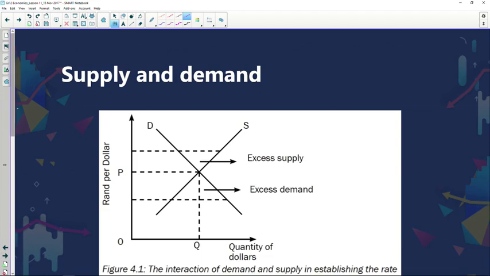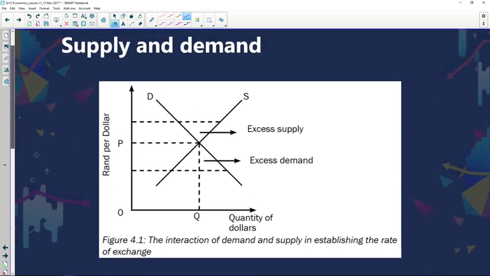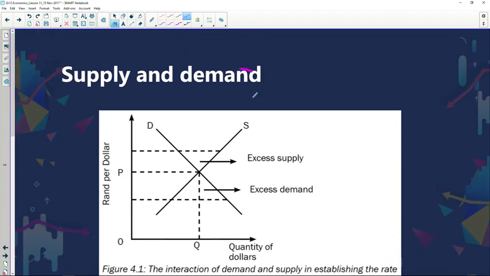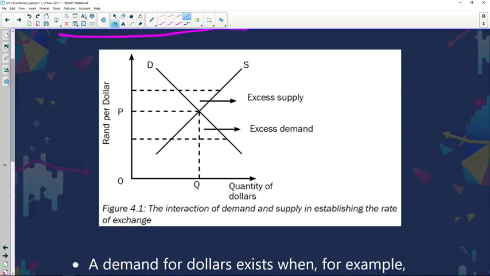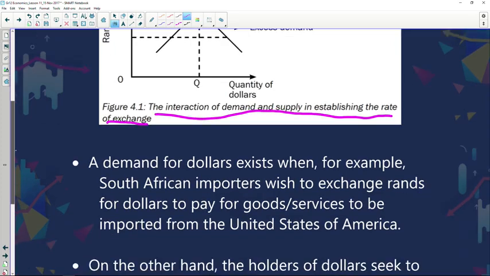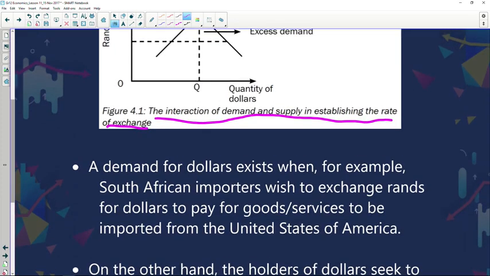All right, so let's have a look at the graph over here. So we're looking at the supply and demand, okay? So if we have a look at our graph over here, so we have the rand per dollar, and then we have over here the quantity of the dollars, and then we have excess supply and we have excess demand over here. So this is the interaction of demand and supply in establishing the rate of exchange. So this is what is happening in this. So let's just go through a few pointers and then we'll refer back to the graph as we go along.